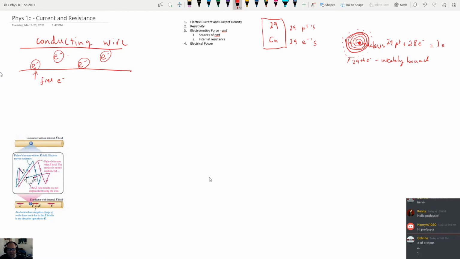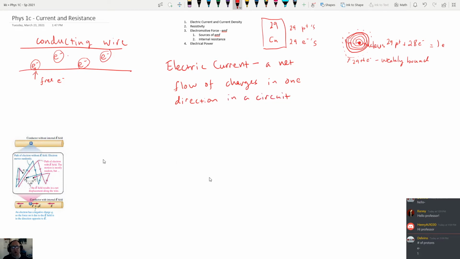Okay, so how do we get a current? So an electric current is a type of flow of the charge through the wire. It's kind of similar to a current in a stream or a river. So electric current is the net flow of charges in one direction in a circuit.